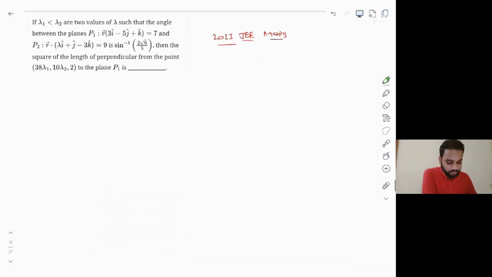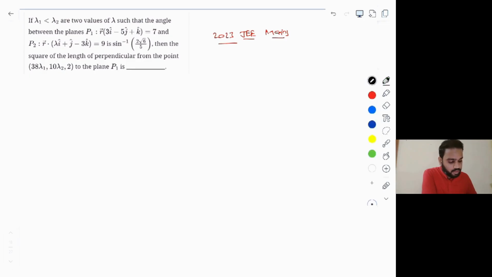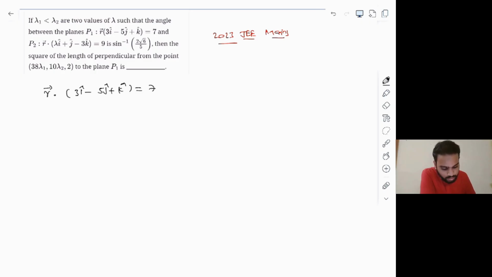So the first one: if lambda 1 less than lambda 2 are two values of lambda such that the angle between the two planes, let me write down the planes here, r bar dot (3 i cap minus 5 j cap plus k cap) equals 7. The second plane equation is r bar dot (lambda i cap plus j cap minus 3 k cap) equals 9. So as I told you, what is our simple concept here? Convert this vector form equation into Cartesian form.